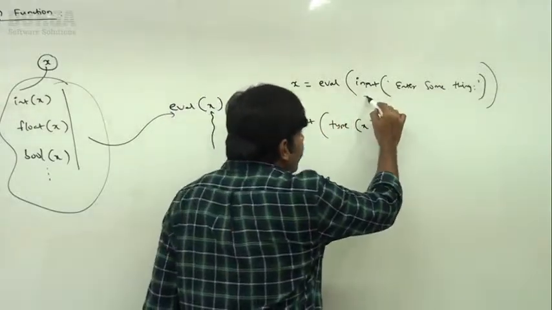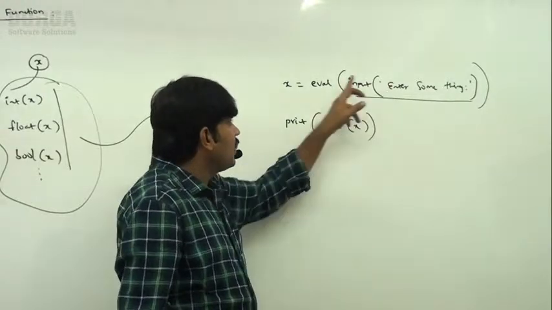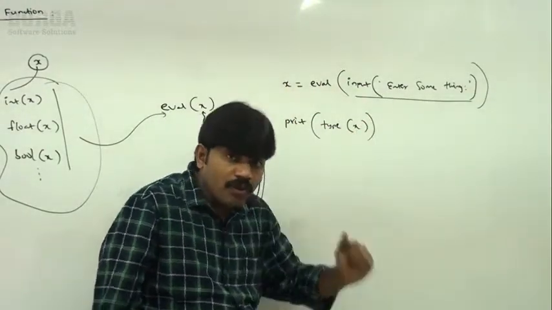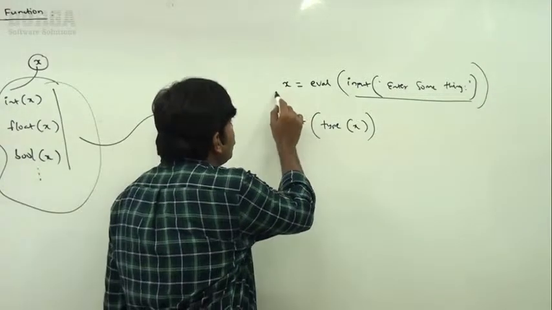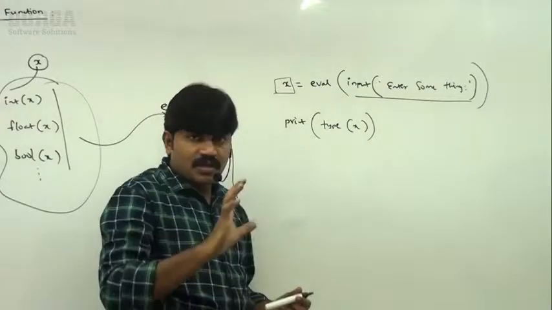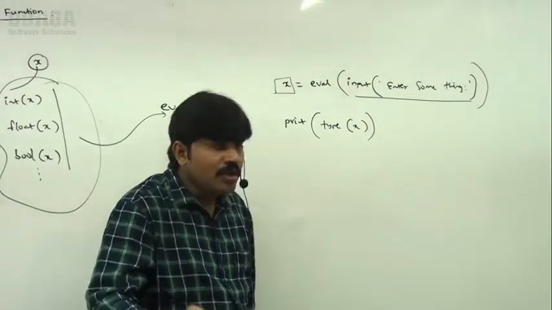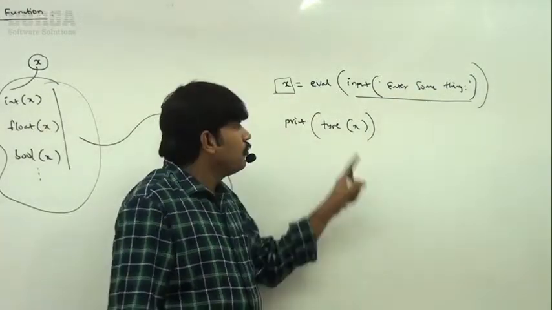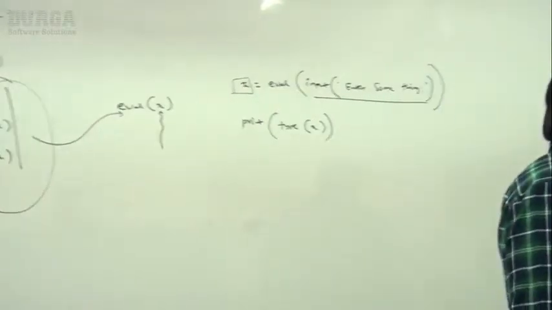If your provided value is int type, it is automatically converted to int. If your provided value is float type, it is automatically converted to float type. Now this x is not always str type. Based on your provided value, the corresponding type will be considered by default. A beautiful function, the eval function. Observe carefully.